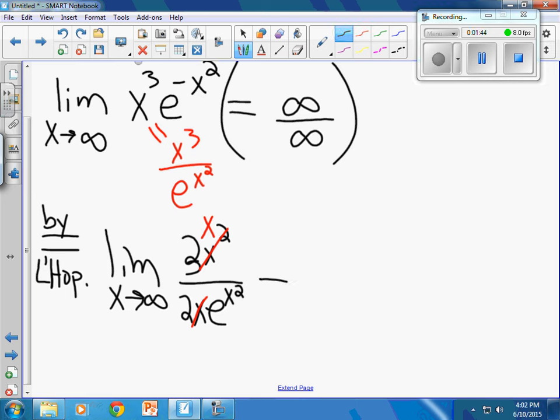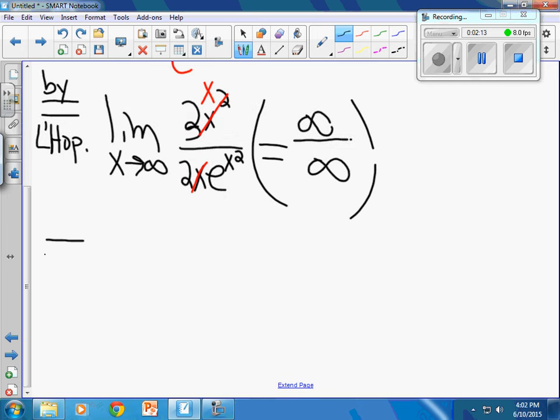And if we try to take the limit of 3x as x goes to infinity, that's going to go to infinity because x is getting larger and larger. If you multiply it by 3, it gets larger still. And 2 times e to the x squared, if x gets larger, x squared gets larger, and e to the x squared also gets larger. Multiplying by 2 makes it worse even. So we still have infinity divided by infinity. So we can apply L'Hopital's rule one more time and hopefully get what we need.